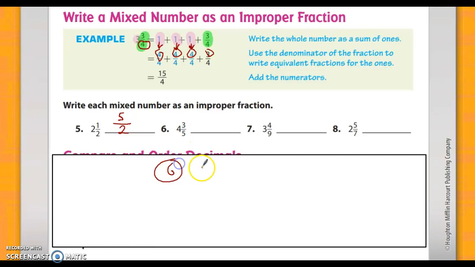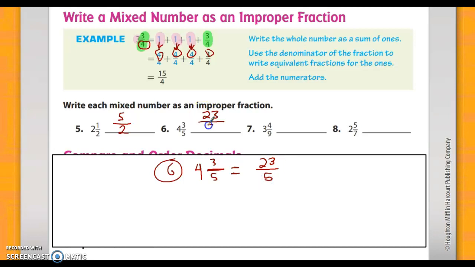Number 6 is 4 and 3/5. And some of you were taught that if you just take your whole number 4 and multiply it by your denominator 5, you get 20, and then add your numerator, you get 23. That's a really fast way to do this. 4 times 5 is 20, plus 3 is 23, 23. Your denominator stays fifths, and that is the right answer, 23 fifths.